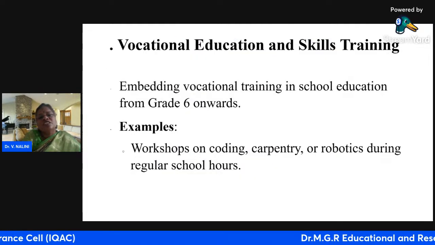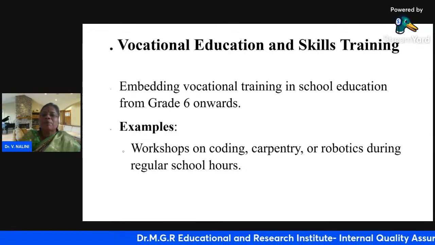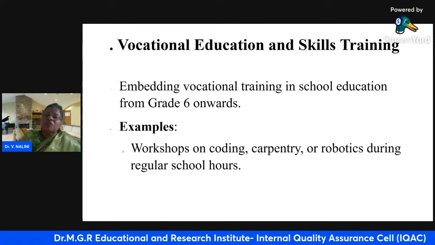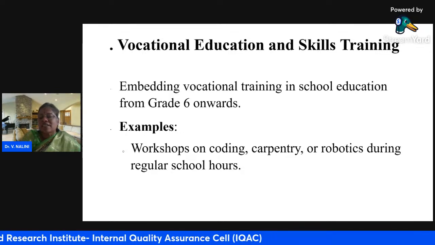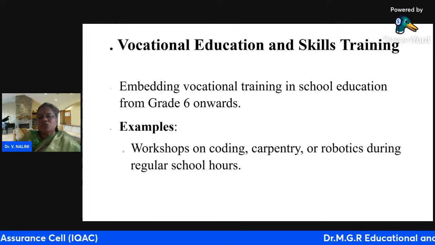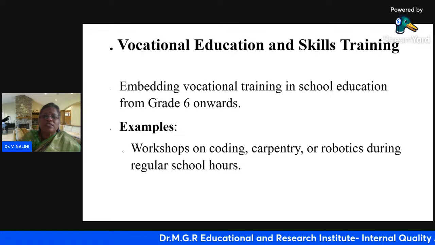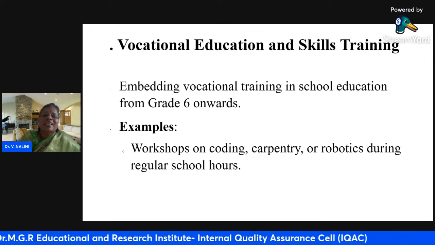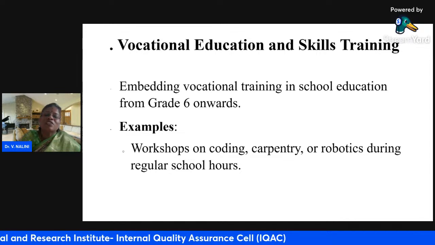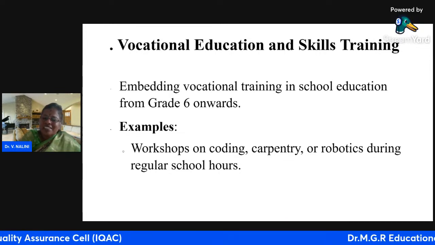And then vocational education and skill training. We all know from the Gandhian philosophy, we have basic education, highlighting that work experience is an important one for the students, from a lower level to all levels. The same thing is also highlighted by the NEP 2020. So again, we just added a sugar coating like skill training, vocational education and skill training. It embeds vocational training in school education from grade 6 onwards.